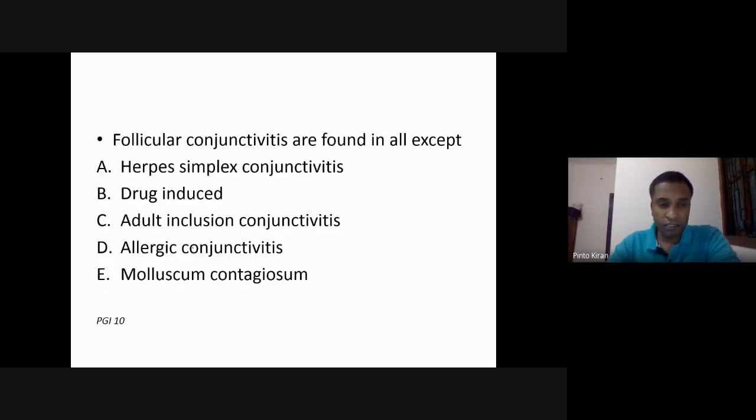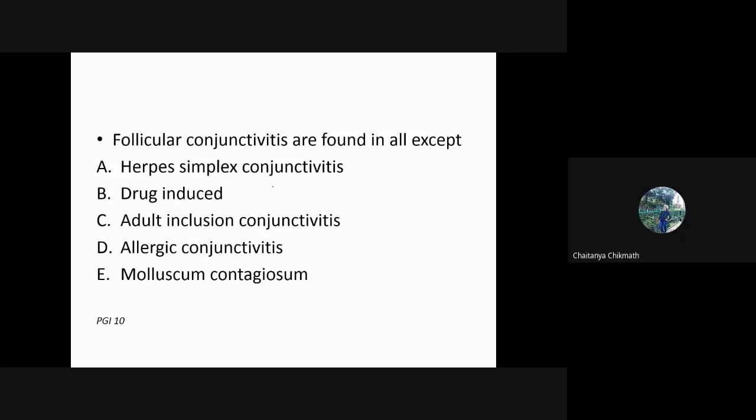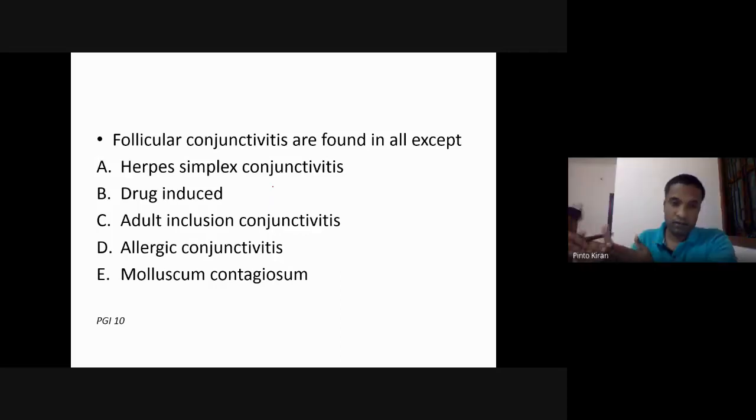Okay, so we will solve some of the questions. This question was asked in PGI 2010. Follicular conjunctivitis is found in all except: the options are herpes simplex conjunctivitis, drug-induced conjunctivitis, adult inclusion conjunctivitis, allergic conjunctivitis, molluscum. Who will answer this question? Anybody? Allergic conjunctivitis. Yeah, very good.